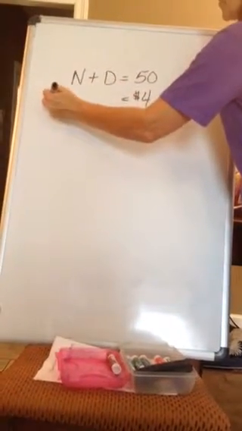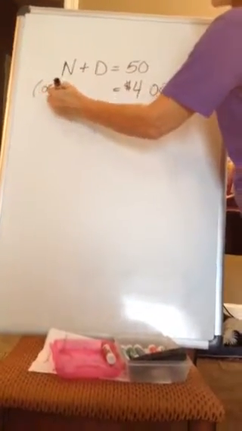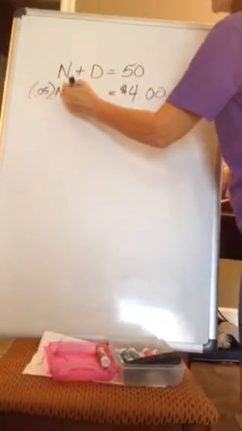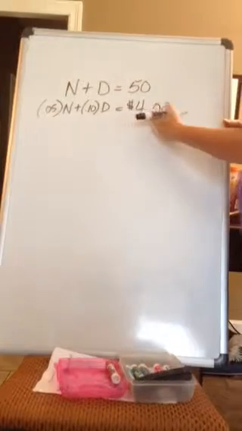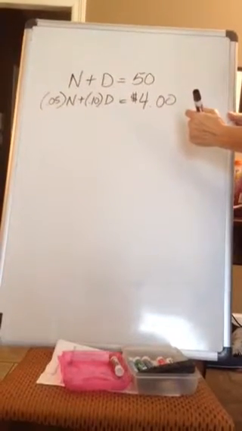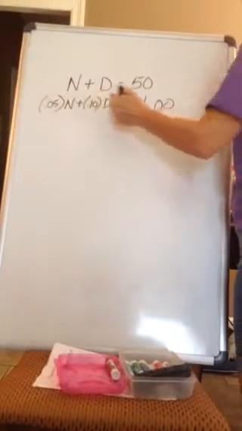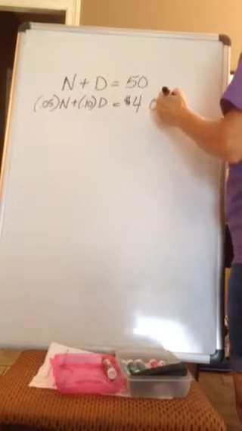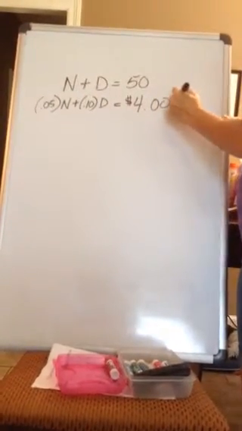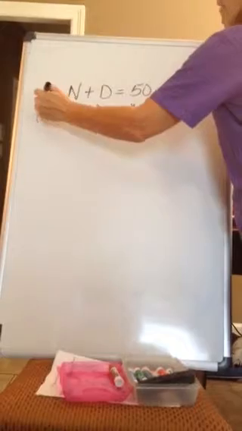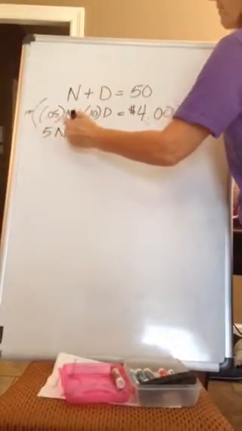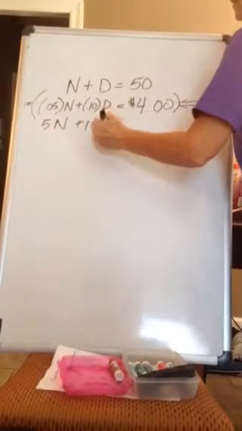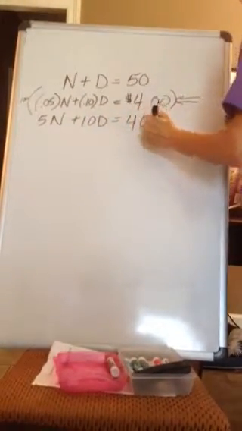So a nickel is worth 5 cents. So it would be 5 cents times the number of nickels plus 10 cents times the number of dimes is $4. Now I can eliminate my decimal in this equation by multiplying every term by 100. And I'm left with 5n plus 10d equals 400.